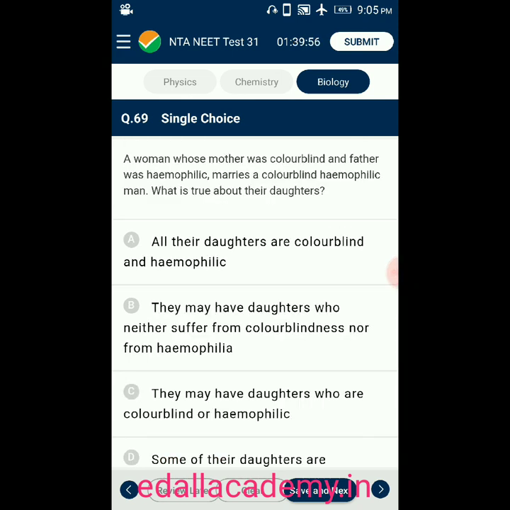Question number 69. A woman whose mother was colorblind and father was hemophilic marries a colorblind hemophilic man. What is true about their daughters? The genotype of the woman is X^C X^H. The genotype of the man, X^CH Y. Genotype of daughters, X^C X^CH, colorblind and hemophilic carrier, and X^H X^CH, hemophilic and colorblind carrier. The genotype of sons, X^C Y, colorblind and X^H Y, hemophilic. So the answer for this question is option C. They may have daughters who are colorblind or hemophilic.